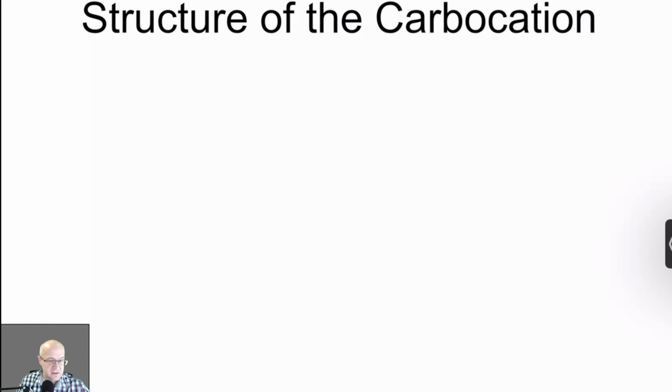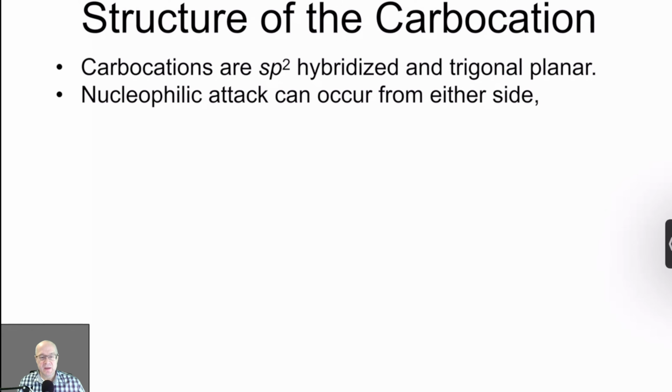Now, we have to discuss a little bit about the structure of the carbocation. So when you start out a reaction, you start out with an alkyl halide, which is going to be sp3 hybridized, which is going to be tetrahedral. So more or less tetrahedral. Okay? Now the leaving group's going to leave.